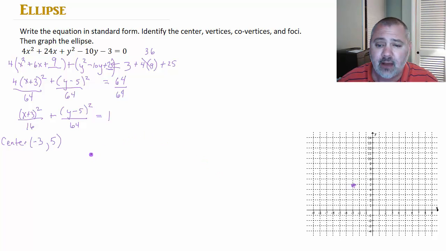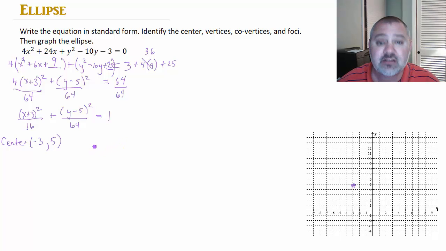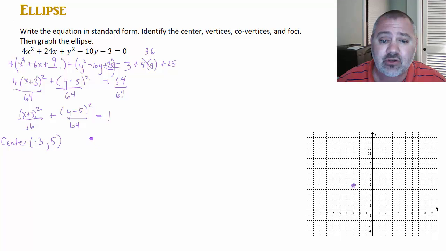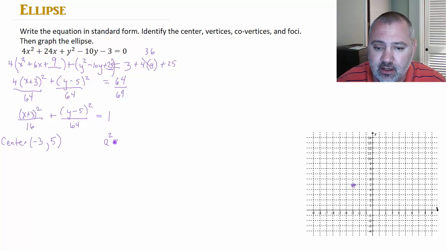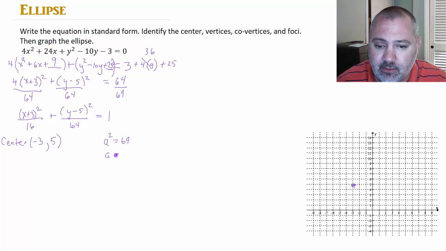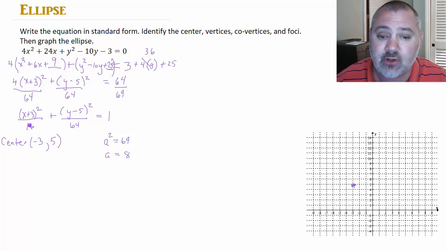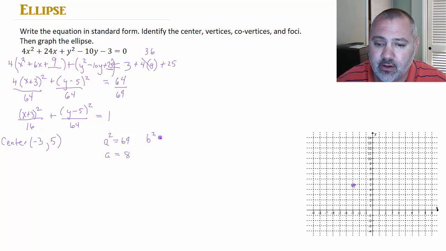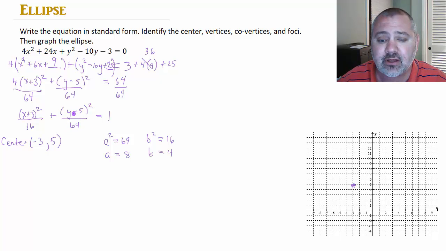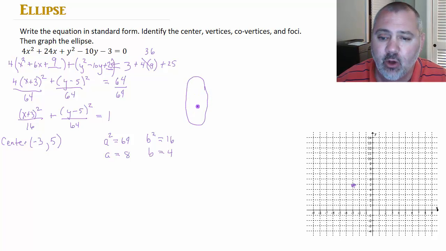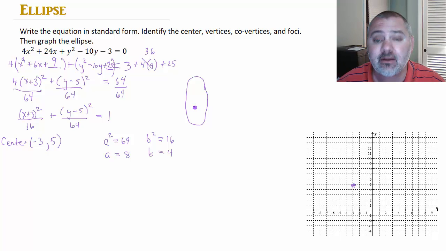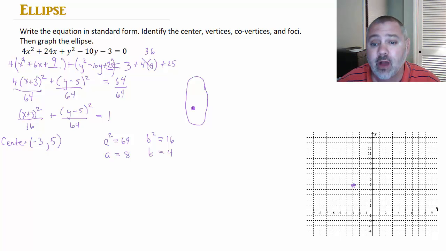Okay? Now, the other things we've got to think about are what is our a squared and what is our b squared? A squared is always the larger of the two denominators. So when I look at this, I see 64 over here. So a squared equals 64, or a equals 8. Our b squared is always the smaller of the two numbers. So b squared equals 16, or b equals 4. Another thing this tells me is, since our larger number, or a, is underneath the y, our ellipse will be elongated vertically, like this. Why is that helpful? Because it tells us how to go find out what our vertices are, our foci, and our covertices.